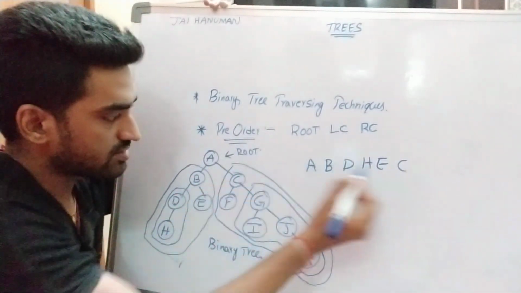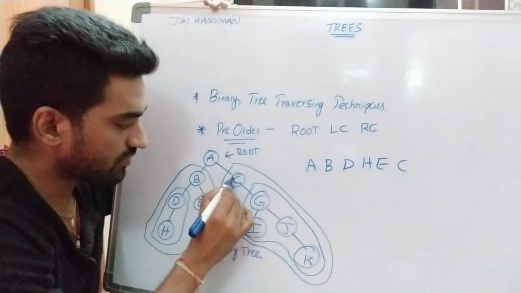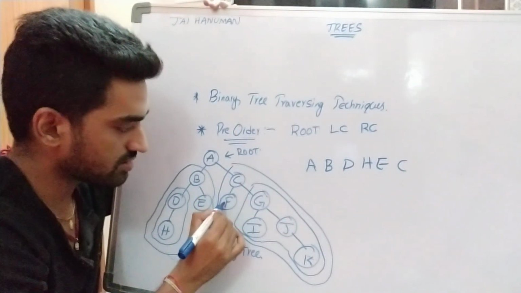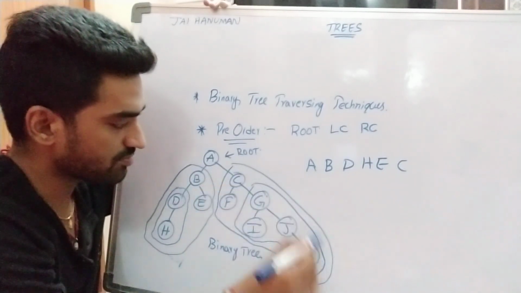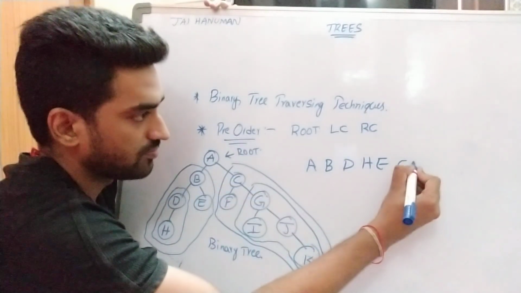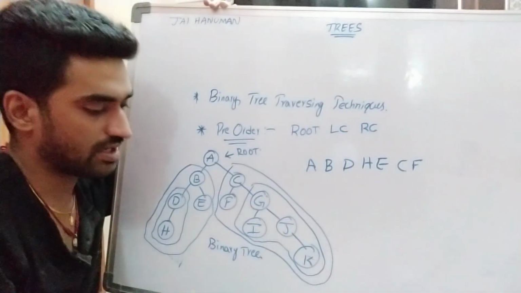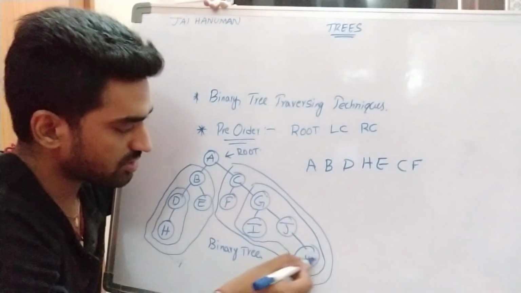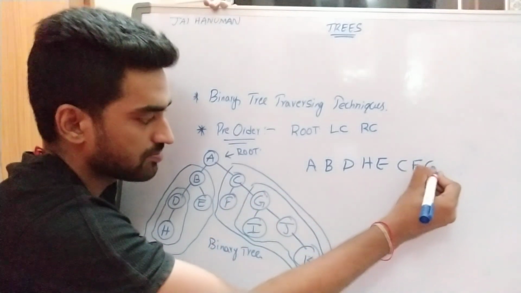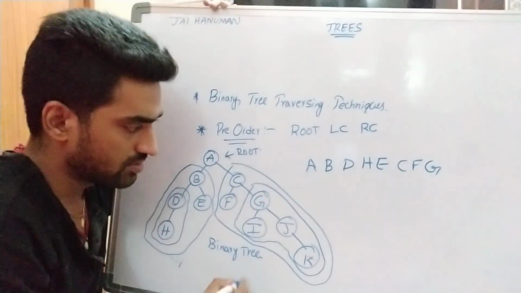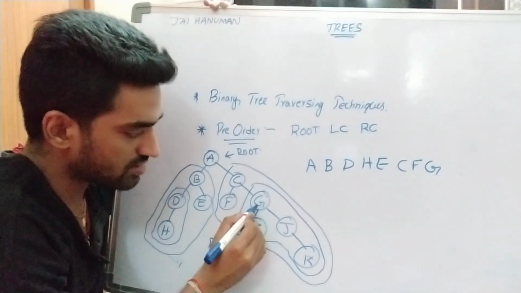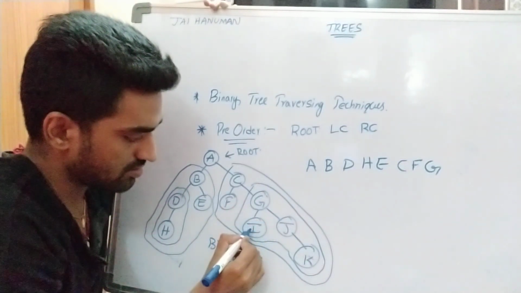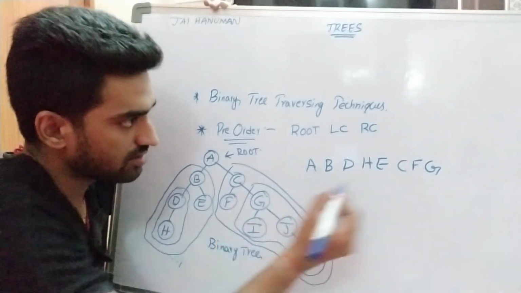Right? So here C is visited. After visiting C, then what is the leftmost node for this subtree? F. So F is visited. So after completion of this visiting, for this subtree, what is the root node? G. So G is visited. So here after completion of G, then what is the left subtree for this one?